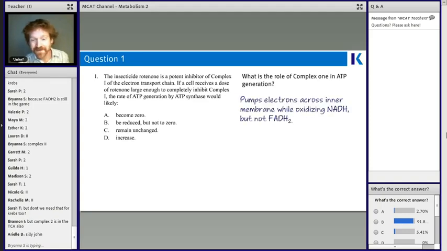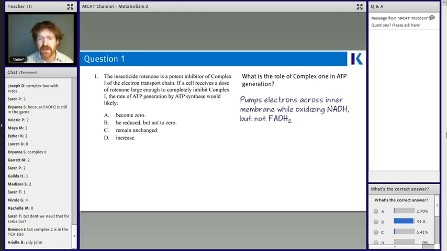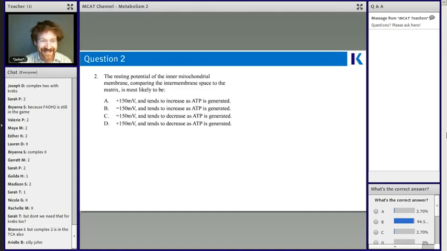All right. So main idea, of course, as we said, complex 1 pumps protons across the inner membrane while oxidizing NADH, not FADH2, which means, yeah, it's going to reduce it, but it won't be 0. All right. Good work, team. All right, we'll do one more, and then we'll, as we said, talk about 10 minutes or so about gluconeogenesis, mostly just hitting key enzyme names that are different than glycolysis.